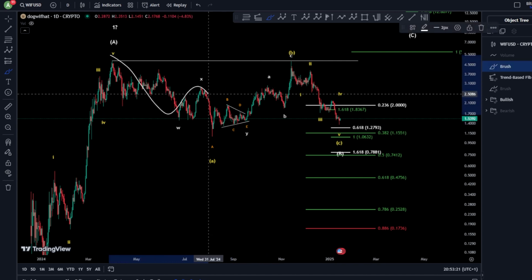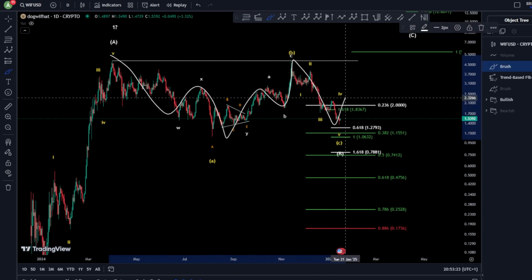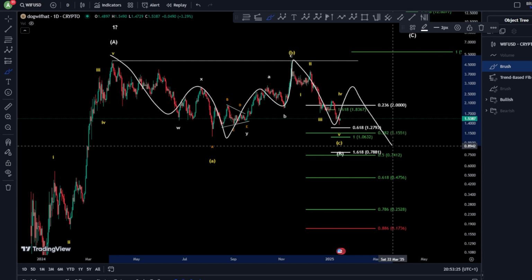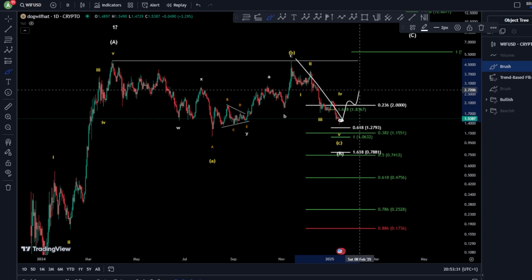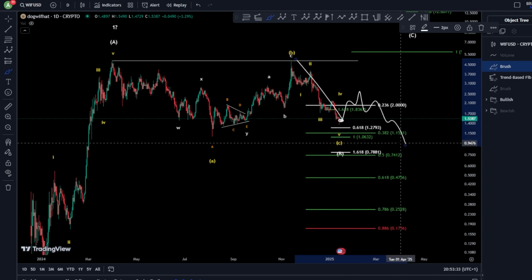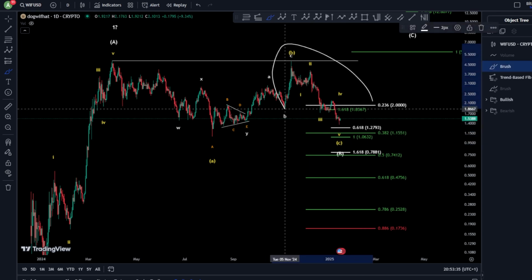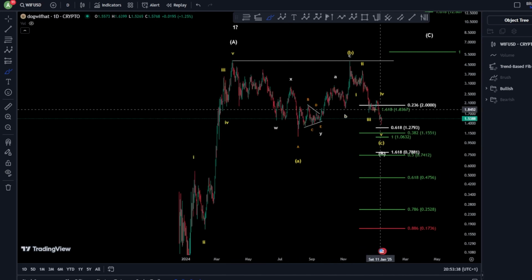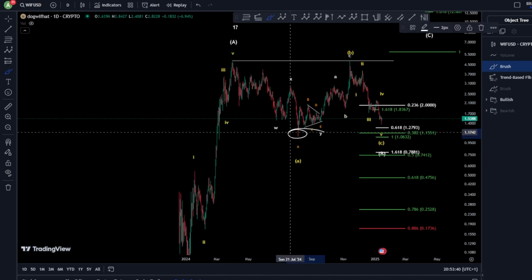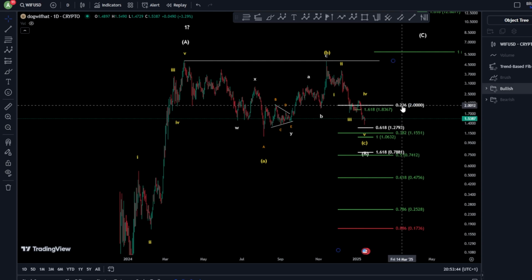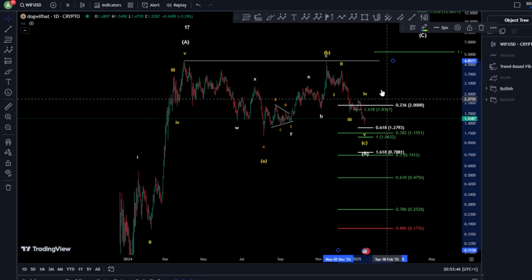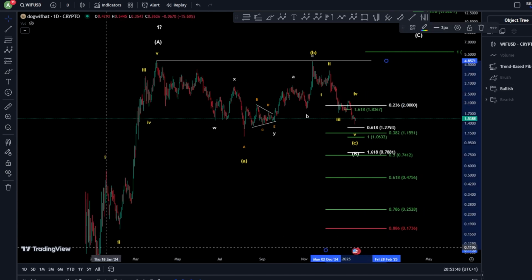In case we did not finish this correction, it might transform into W, X, and a Y, meaning this impulse toward the downside might be a wave A for a zigzag in a wave Y. And that is because this wave has finished almost fast as well and did not reach the low yet.